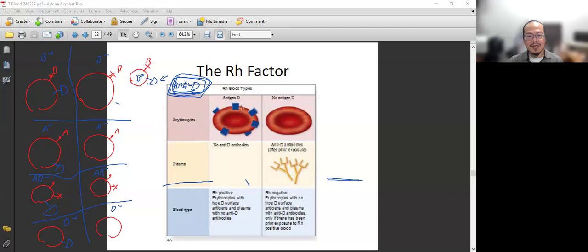And in the plasma, the person should not have the antibody D unless they experience the antigen D in the system, and then they gradually build up that immunity and produce the antibody against that antigen D. So that's that.